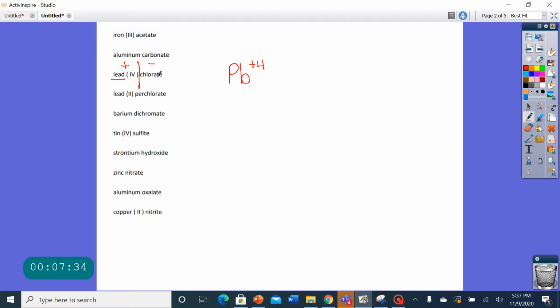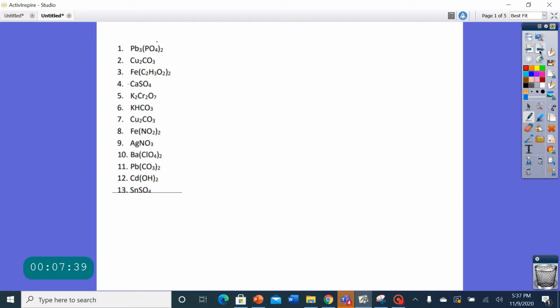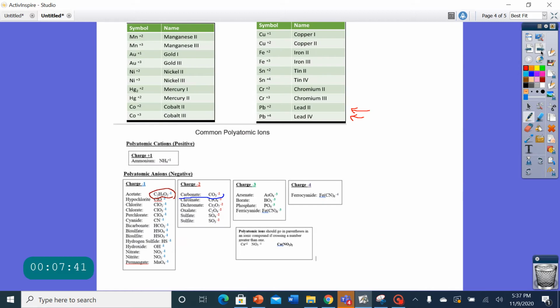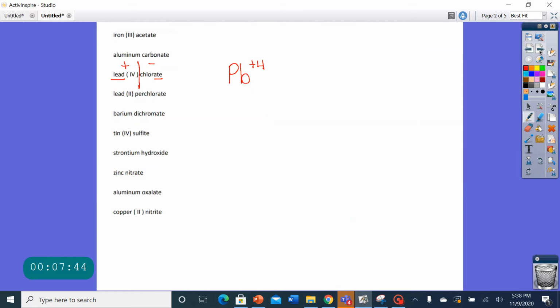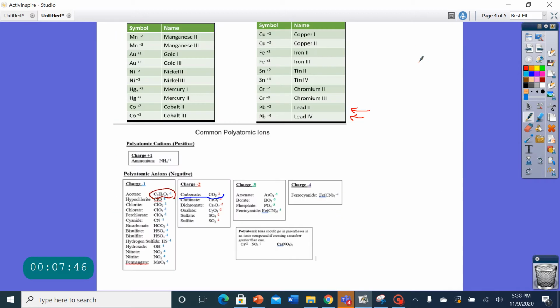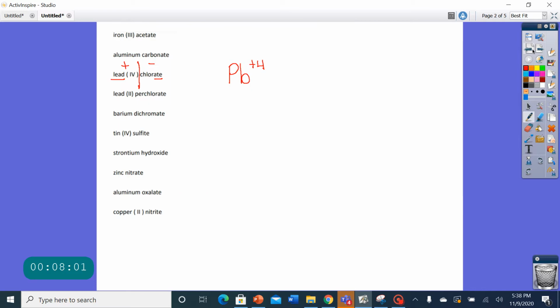And then I have to look up chlorate. And again, this tells me that it's a polyatomic ion. So I'm going to go ahead and look at my polyatomic ions. It's chlorate, let's just make sure we know that. There it is. If I look here, there's chlorate, and it's ClO3 negative 1. So let's go ahead and write that. So ClO, and then subscript 3, negative 1.